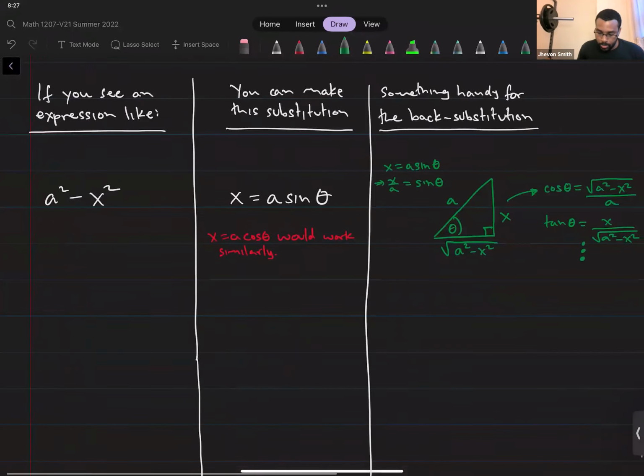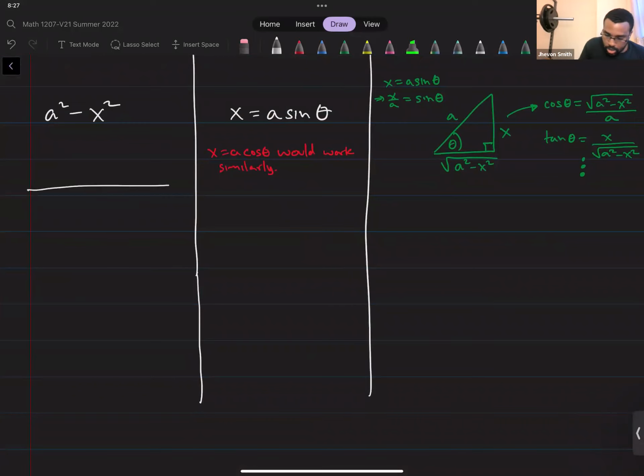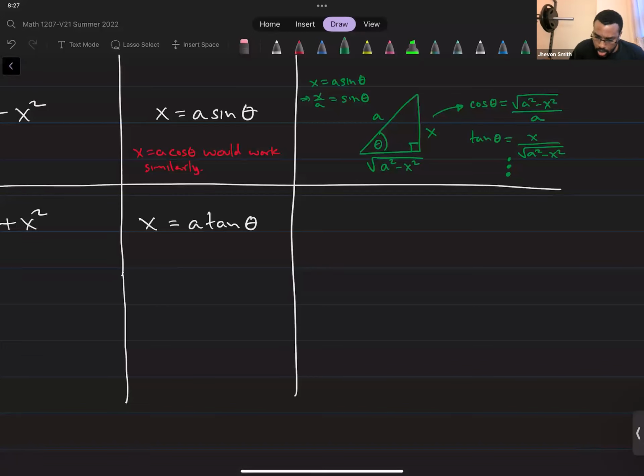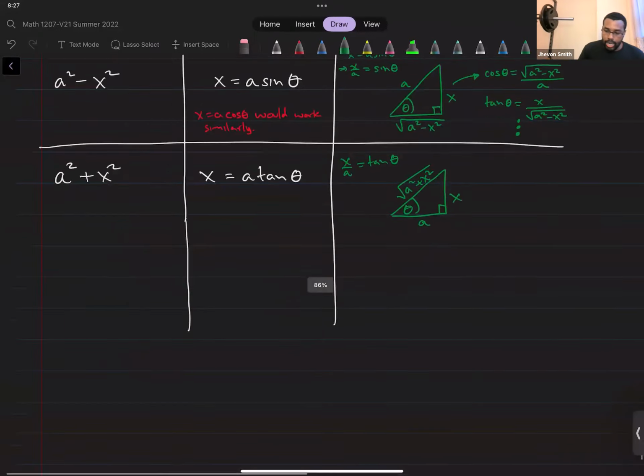You set up your right triangle and can figure out how to replace each trig function with an expression of x. Of course, there are two more scenarios. You have a squared plus x squared. In this case, a nice substitution is to think of x as a tangent. The triangle that's useful there has x over a equals tangent, so this is opposite over adjacent, and the hypotenuse is the square root of a squared plus x squared. That triangle will help you figure out any other trig function that shows up in your answer, using SOHCAHTOA to back substitute.